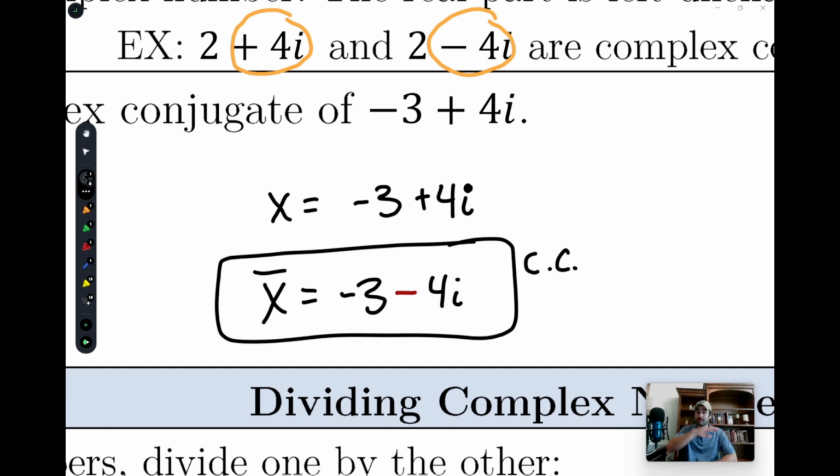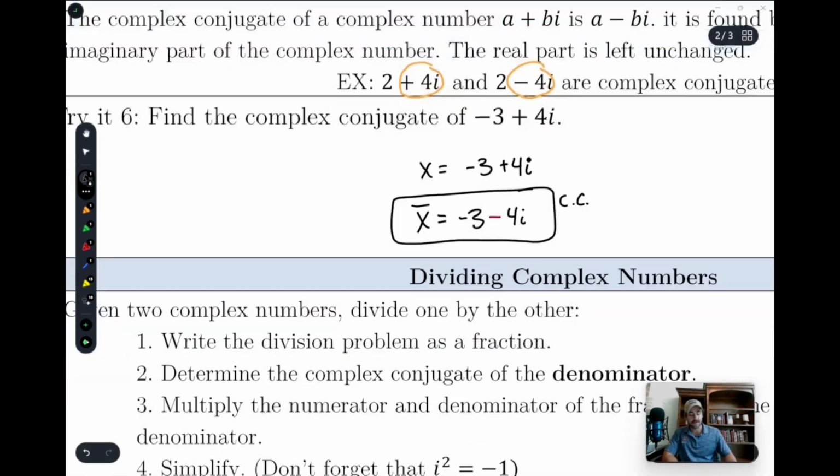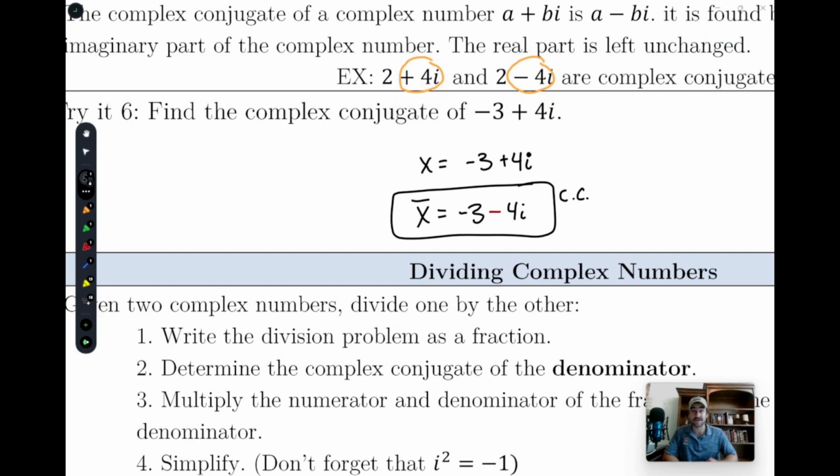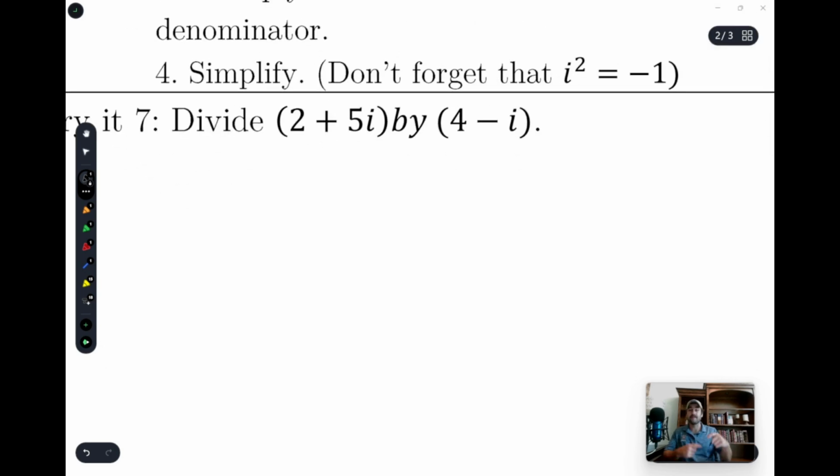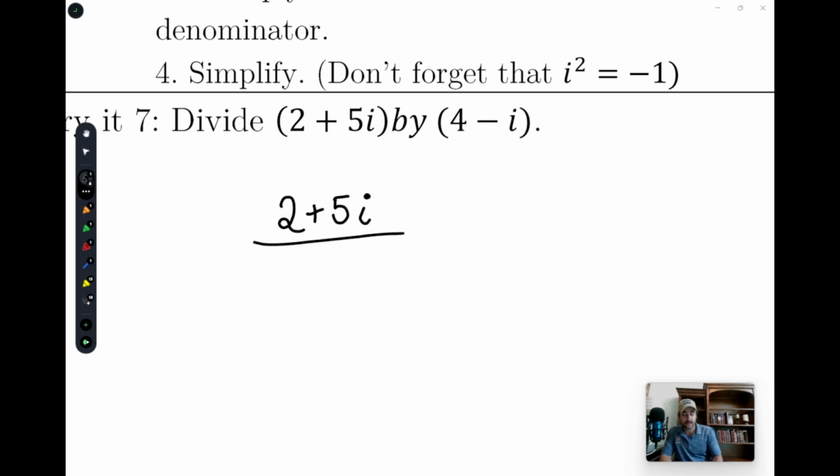So adding and subtracting, pretty normal. Combining like terms. Multiplying, a little different. You got to FOIL, but still combine the like terms. Dividing, we've got a whole different method because division's tough. We don't have long division or synthetic division yet. So when we divide complex numbers, we're going to utilize this complex conjugate and turn it into a multiplication problem. So here we go. We are going to look at dividing 2 plus 5i by 4 minus i.